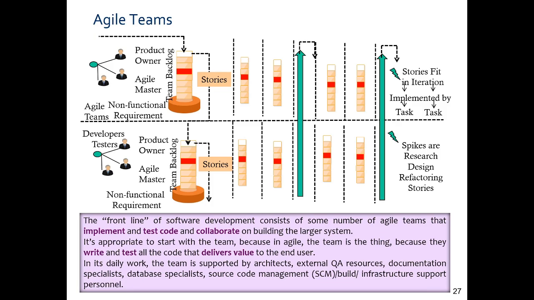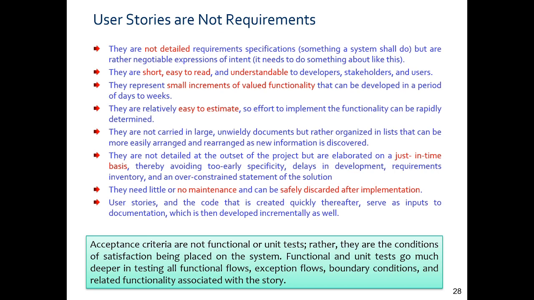So Agile teams, as we all know, product owner, Agile master, Agile teams, they work on the non-functional requirements as well. Again, the user stories must fit into the increments, to the tasks, and so on. So collaboration is required. QA processes are required to be followed, right? One part is the agile teams, another part is the developers and testers. At this point we have discussed that user stories are not requirements. This is for your reference.